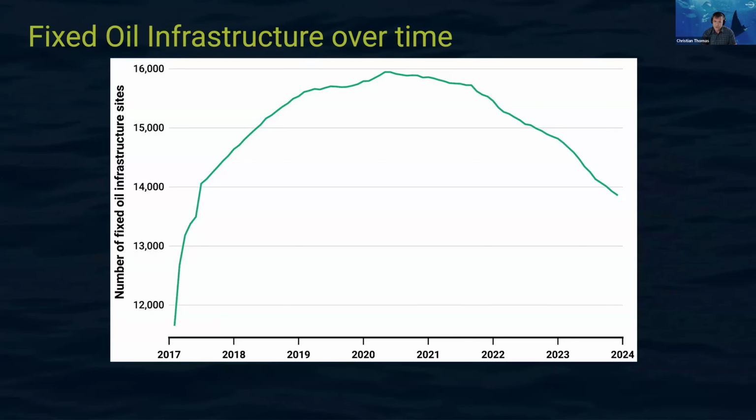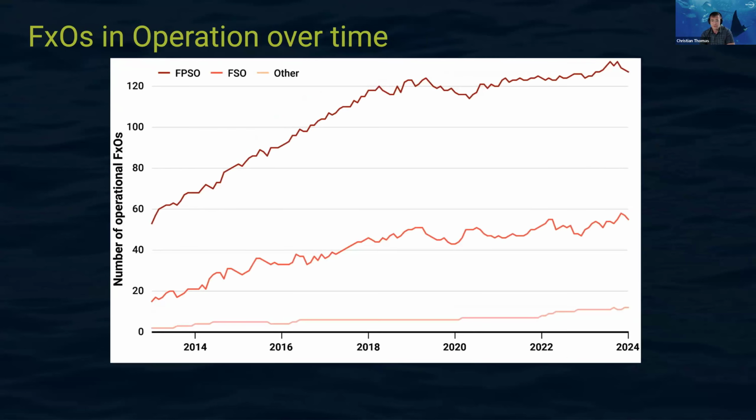Digging into the fixed oil infrastructure first, what this chart is showing us is the number of pieces of fixed oil infrastructure detected over time. And we see that there's been a decline in the amount of oil infrastructure from a high that was recorded in 2020. We think that this decline helps to illustrate why we assess FXOs as a separate category, despite the fact that FXOs themselves represent only roughly 1.4% of the global offshore oil infrastructure. The reason is that the number of FXOs in operation has actually been increasing since 2013.